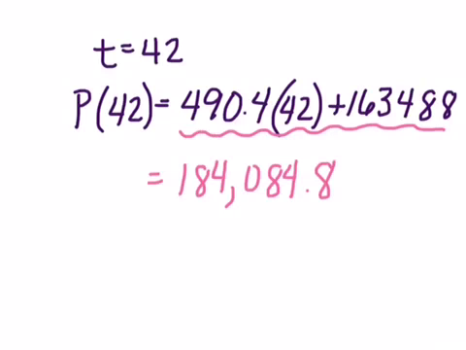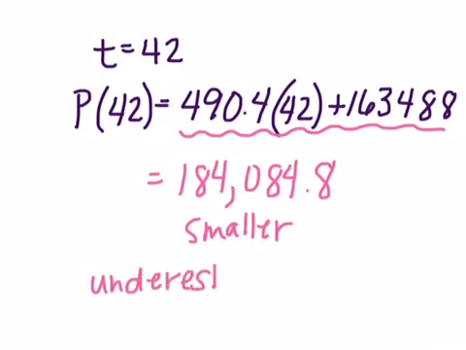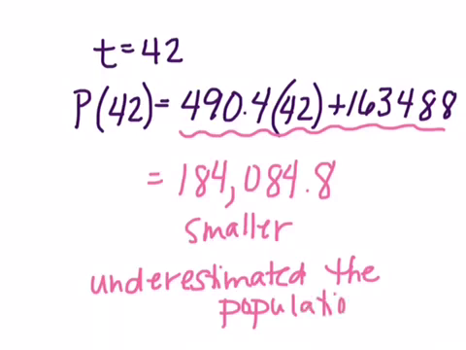So if you look back at your table, the actual population was 203,276. This number is smaller. So our model wasn't great because in 2012 our numbers didn't match. And that's okay. Your models are never going to be perfect. Our model actually underestimated the population, since our number that we got from our equation was smaller than the actual population. That's number 4.